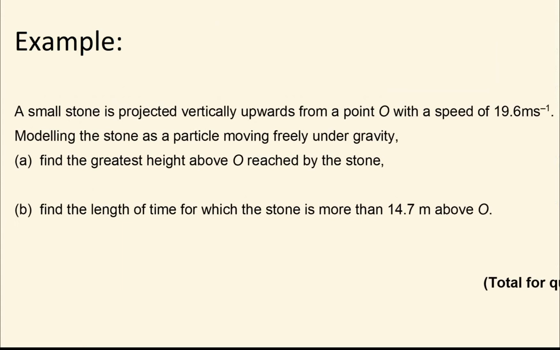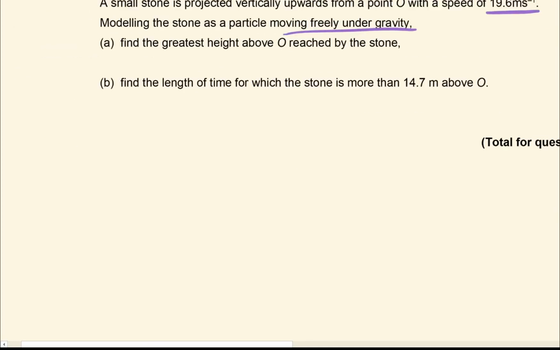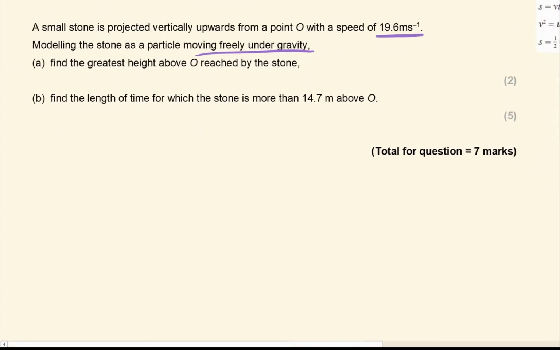For this question, we have a small stone that is projected vertically upwards with a speed of 19.6 meters per second. The stone is a particle moving freely under gravity. We want to find the greatest height above O reached by the stone. So let's work out what we know. The best way to do it is to write down Suvat, and anything we know we fill in, and anything we want to know we put a question mark next to it.